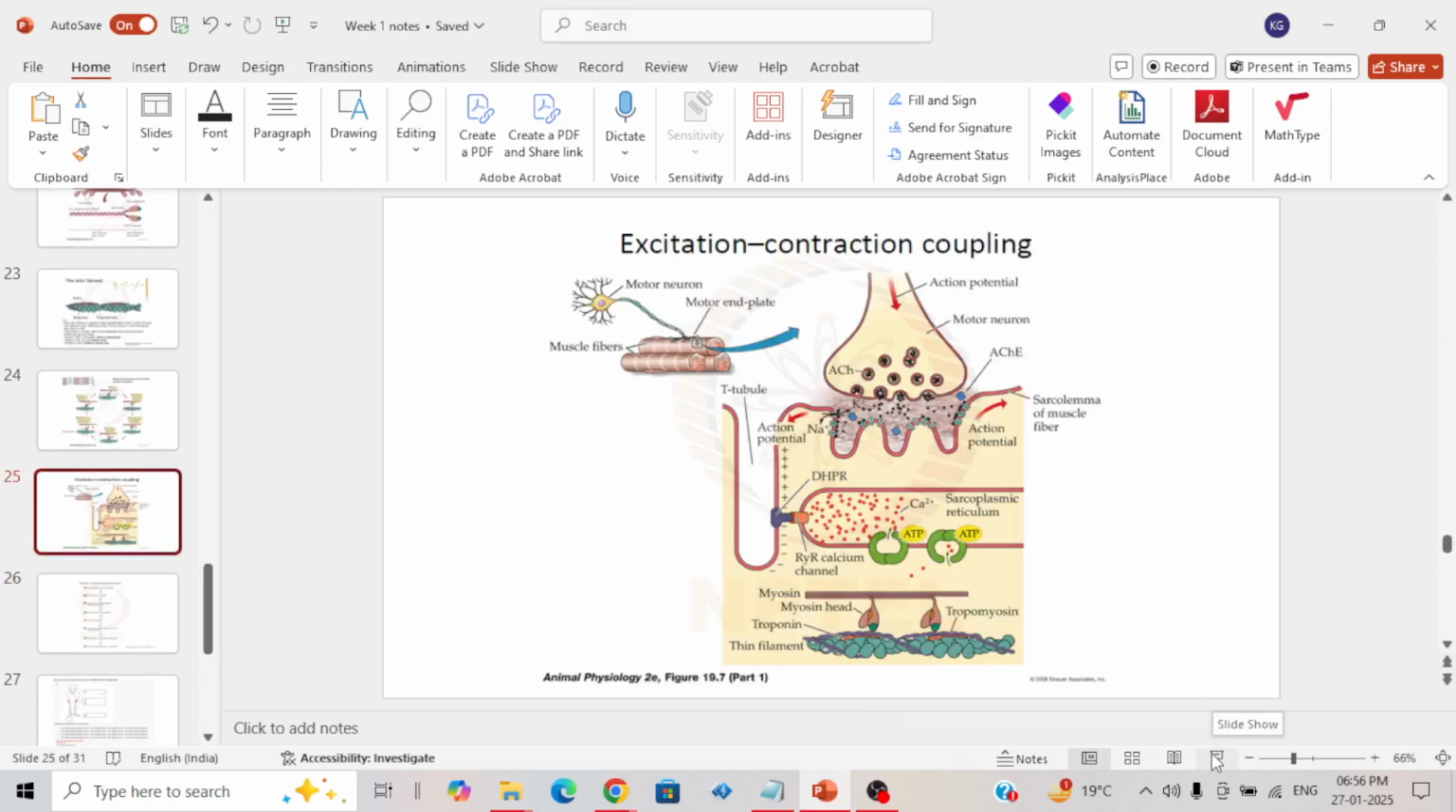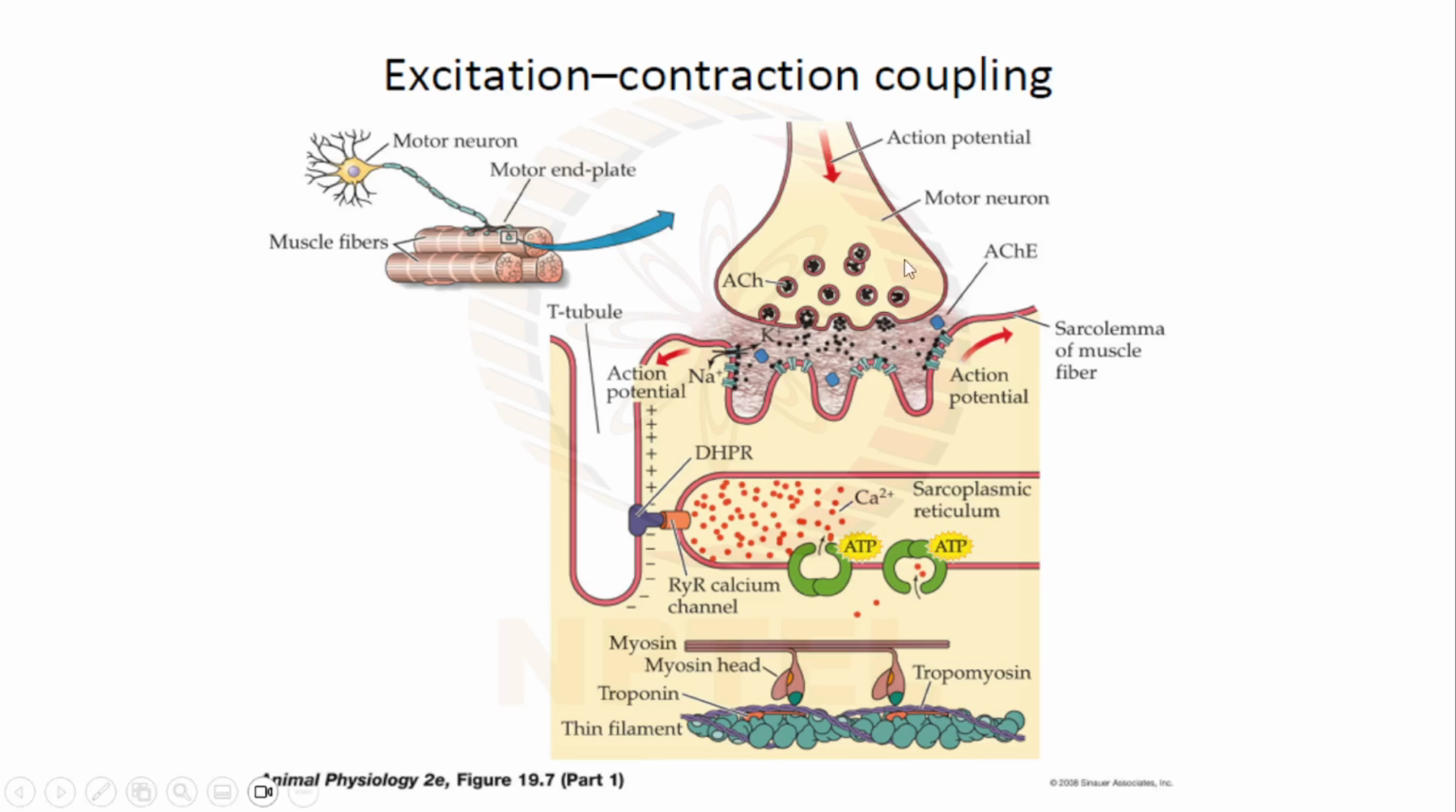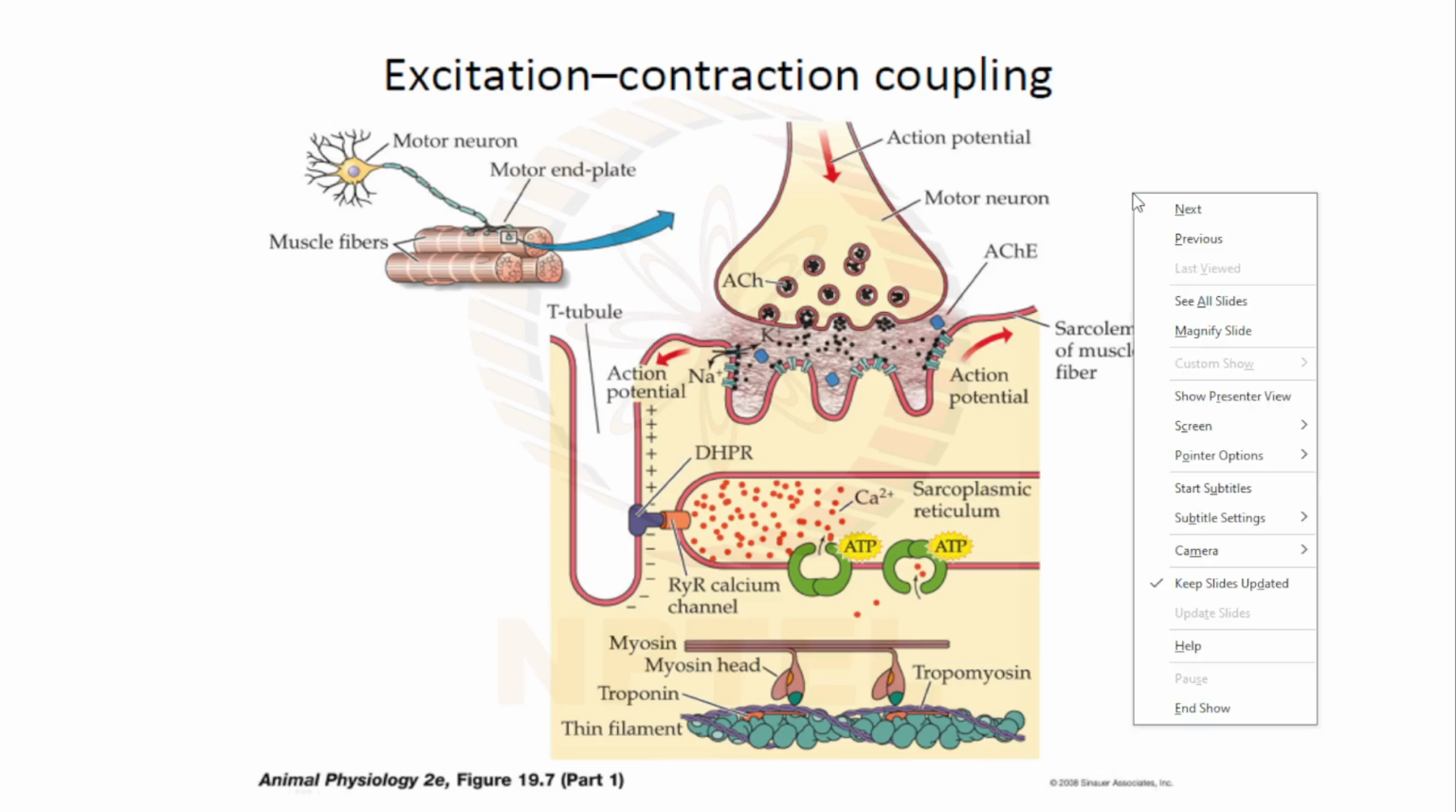Look, what happens is, here you can see this is a synaptic knob. In this synaptic knob we have these synaptic vesicles, and in these synaptic vesicles, if you can see this mark, this is acetylcholine. Acetylcholine is a chemical.